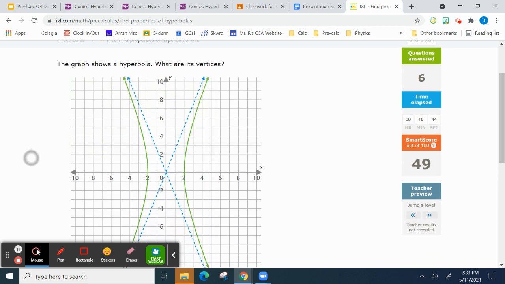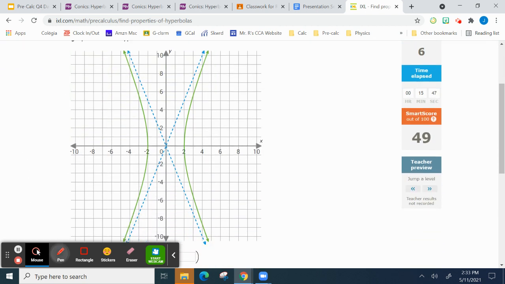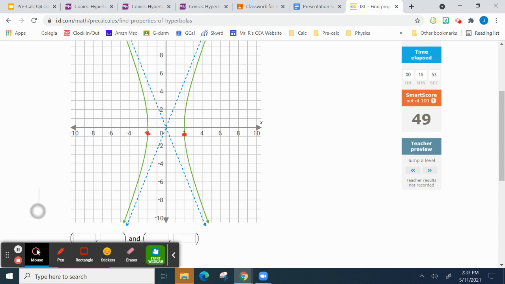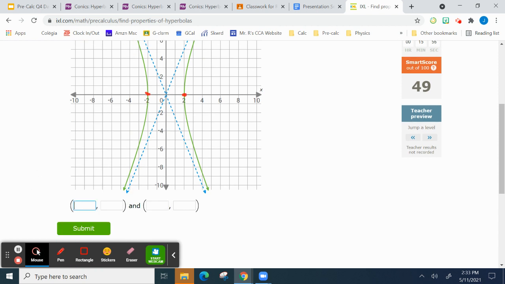All right. What are its vertices? Its vertices are right there and there. So they're (2, 0) and (-2, 0), right? Doesn't matter which one you put them in.